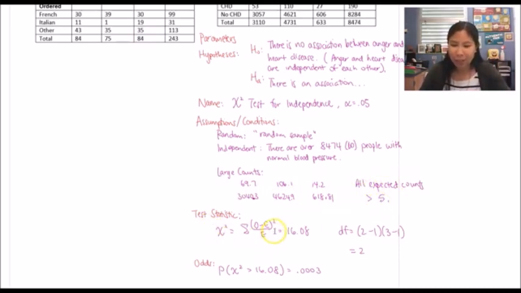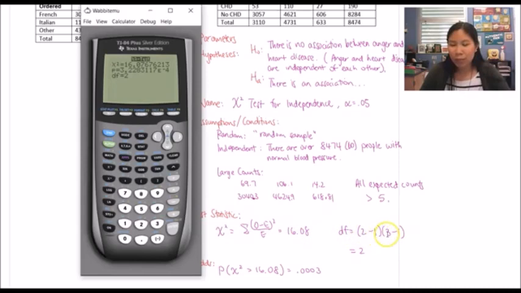Check. Test statistic. So again, this was straight from the calculator. We got 16.08. The degrees of freedom would be the rows minus 1 times columns minus 1. So there were 2 rows, 3 columns. We multiplied to 2, and that's what the calculator gives us as well. Our p-value. So our probability was 3.2 something e to the negative 4. So this is a scientific notation probability. So that means we are moving the decimal place to the left 4 times. So it ends up being 0.0003, which is a super small probability.